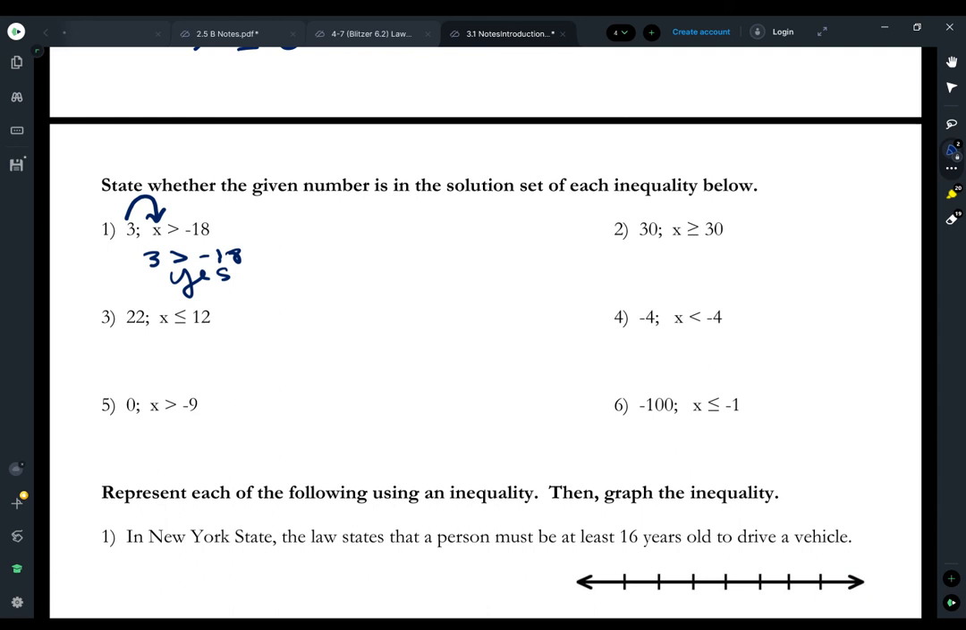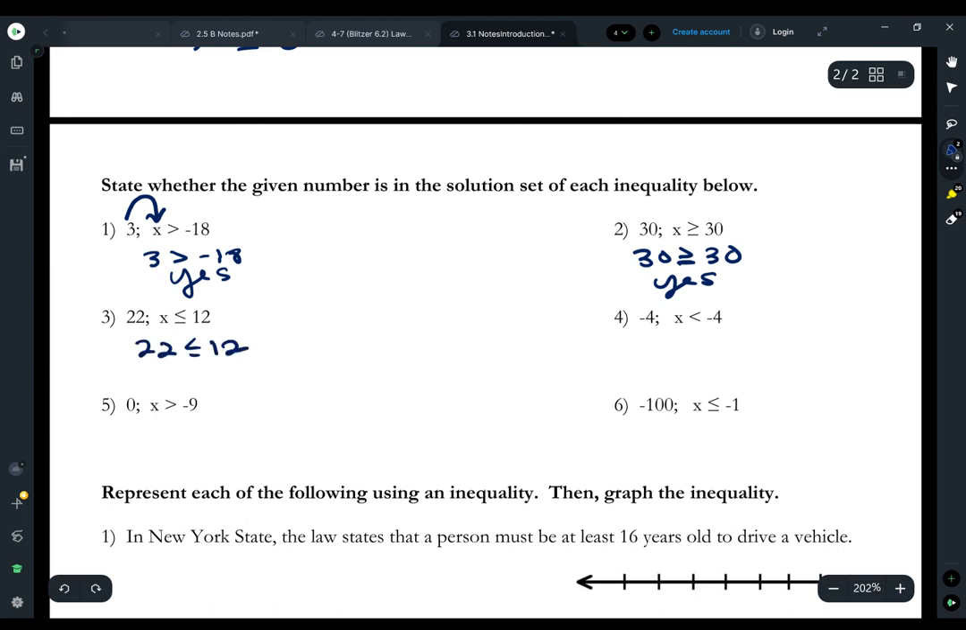On 2, I would replace the X with 30. So 30 is greater than or equal to 30. And because it says or equal to, my answer would be yes again. On this one, 22 is less than or equal to 12. Definitely not. Alligators only want to eat bigger numbers. So the alligator is eating the 12 right now instead of the 22, which is wrong.